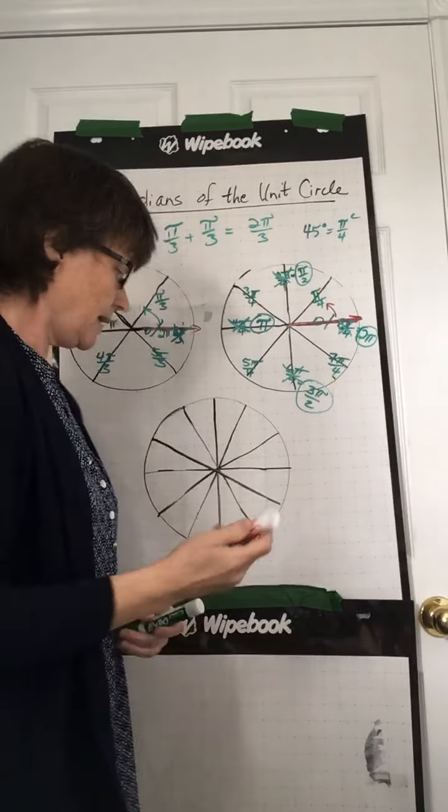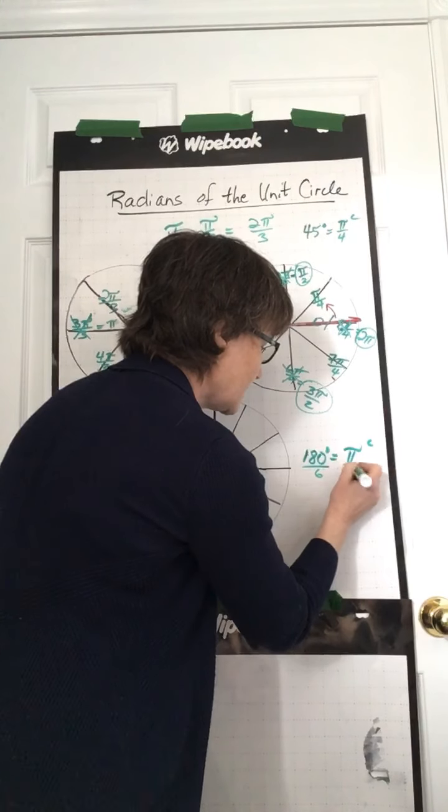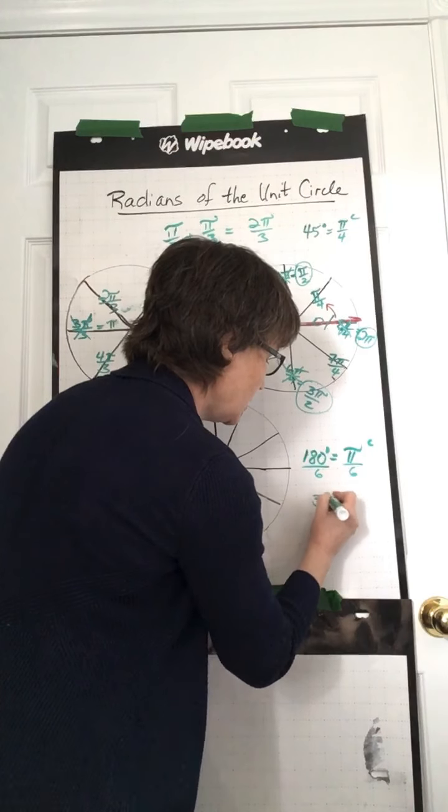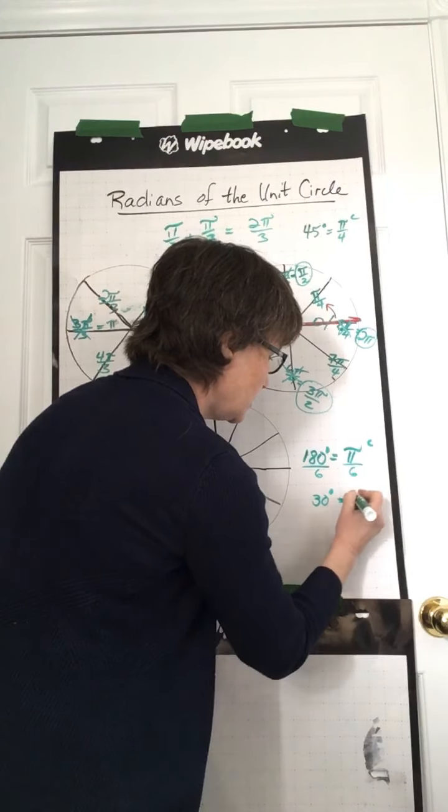Down here, our final one. Each of these from the degrees was 30 degrees. Okay, so 30 degrees. So our equivalency, remember, 180 degrees equals pi radians. If I want 30 degrees, that means I'm dividing this by 6. So 30 degrees has to be equal to pi over 6 radians. Okay, so each of these is meant to be pi over 6.